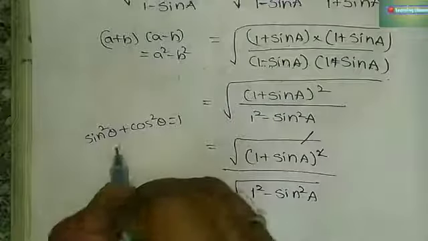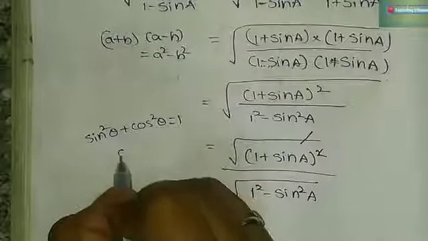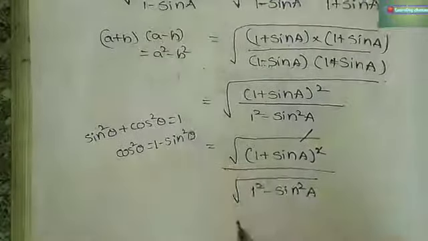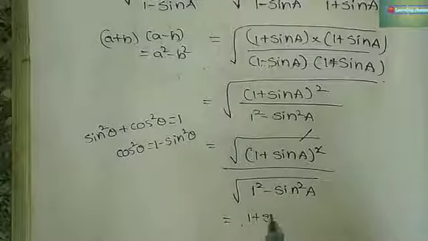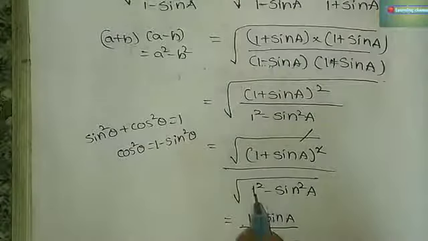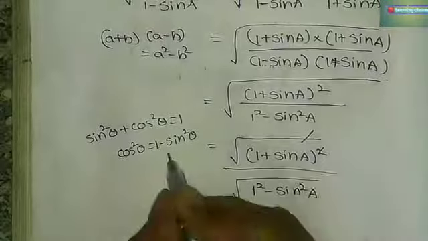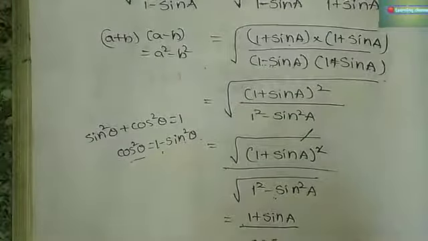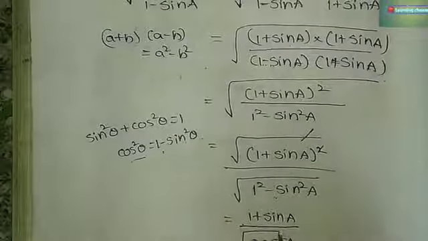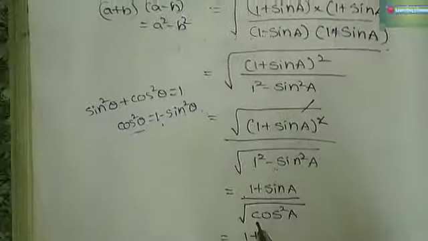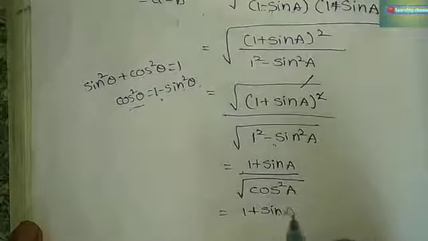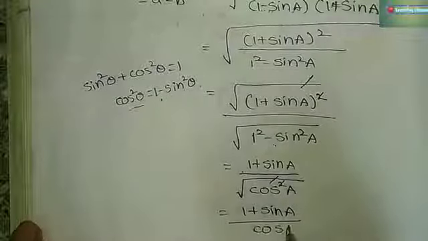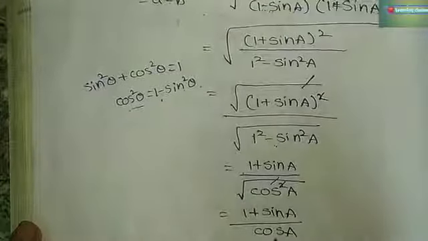1 plus sin A into 1 plus sin A is equal to 1 plus sin A whole square. Here we have to apply this formula. So 1 square minus sin square A. That is equal to, now I am applying the square root on numerator and denominator. 1 square minus sin square A. Here the square and root cancel.